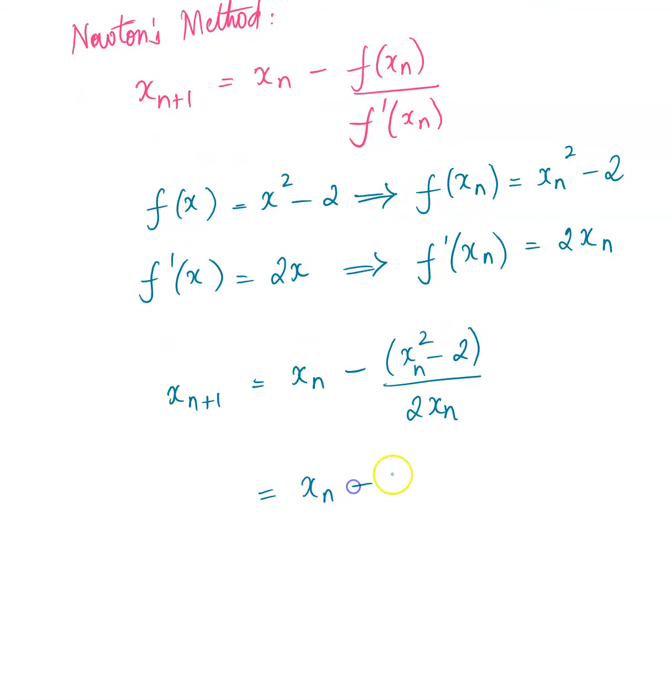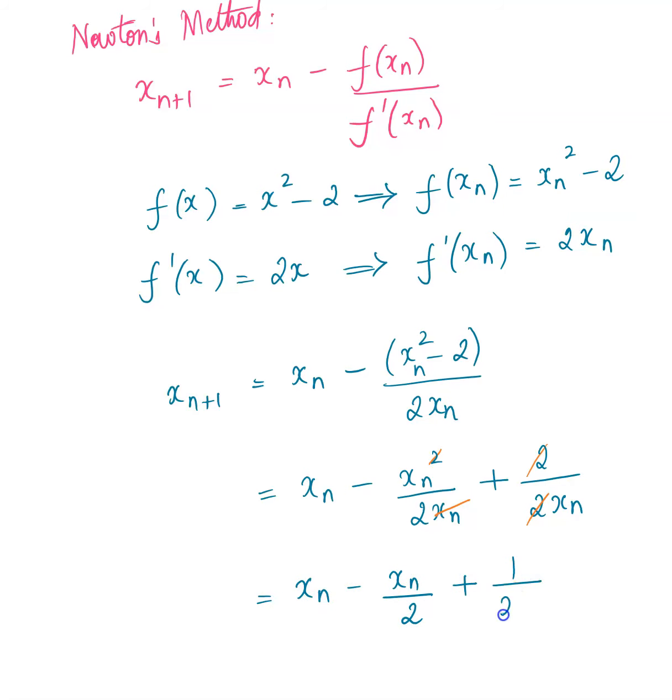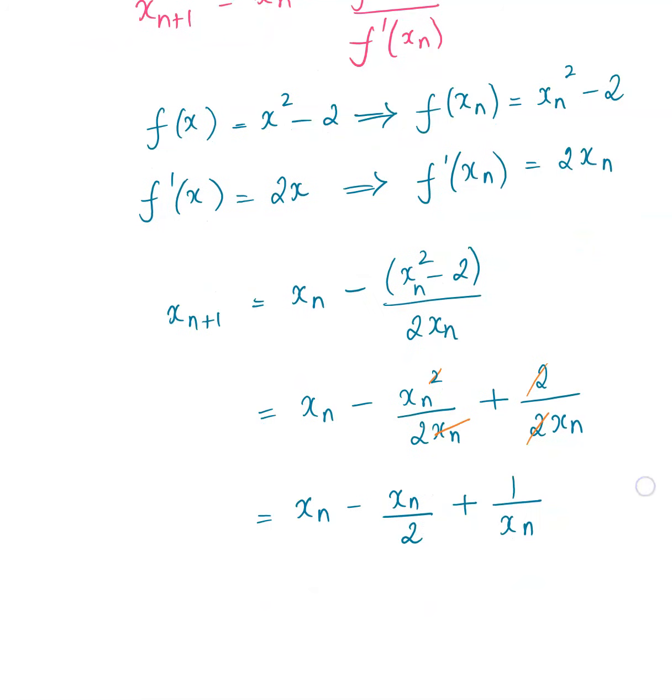So you can think of this as xn minus xn squared over 2 xn. I'm separating by distributing. So plus 2 over 2 xn. Simplify this, and one of the xn's will go away and the 2's will go away. So we are left with xn minus xn over 2 plus 1 over xn. Combine these two, right? So that's 1 minus half, so that's basically half. So xn over 2 plus 1 over xn.